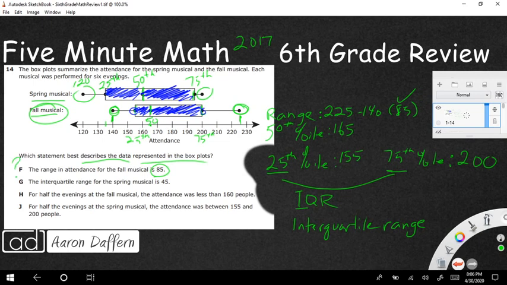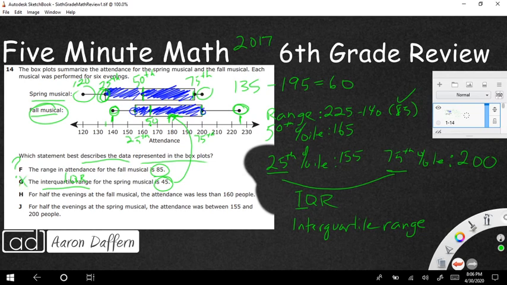The interquartile range, remember that's the IQR, that's from the 25th to the 75th, for the spring musical is 45. Well, let's see. The spring musical is 135 here. So I'm going to say it's 135 because that is the 25th percentile. And the 75th is 195. So from 135 to 195, nope, that's 60 as an interquartile range. So that is not going to work. Actually, this 45, you see where this is? That's actually for the fall. So they just gave you the right number, wrong data set.